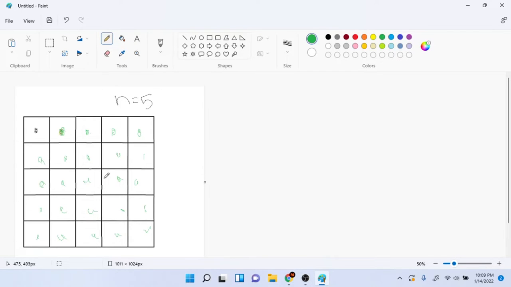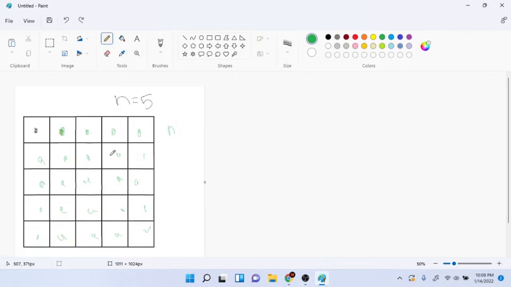So how many different ways did I put it? Well, it's simple. If I place the first piece here, then I had 24 ways to put the second piece. So it would just be n squared minus 1, if I place the first piece here.